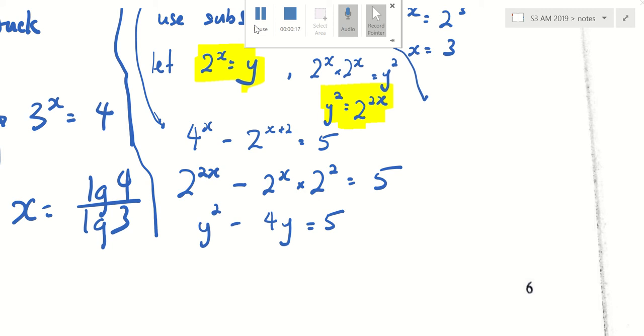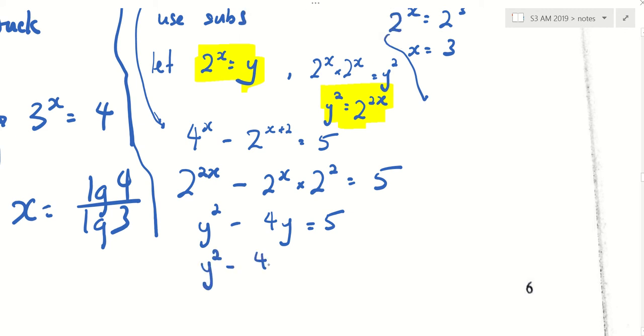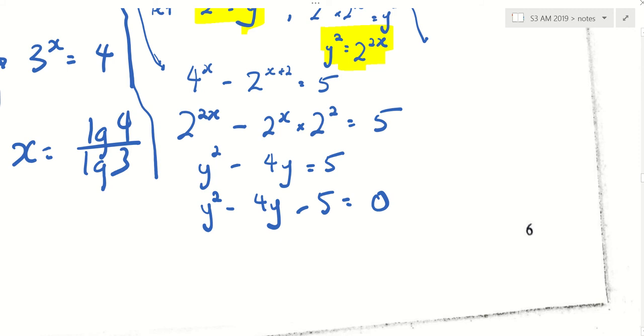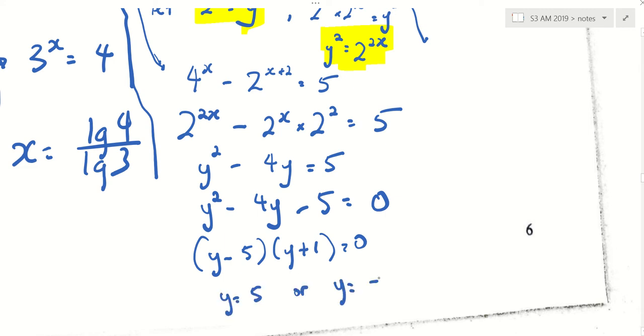So, do you know how to solve this? Standard mode 3 already, right? So y square minus 4y minus 5 equals to 0. Then I continue to solve for my y. So what's my y? So far so good? So y equals to what? Or y equals to negative 1.